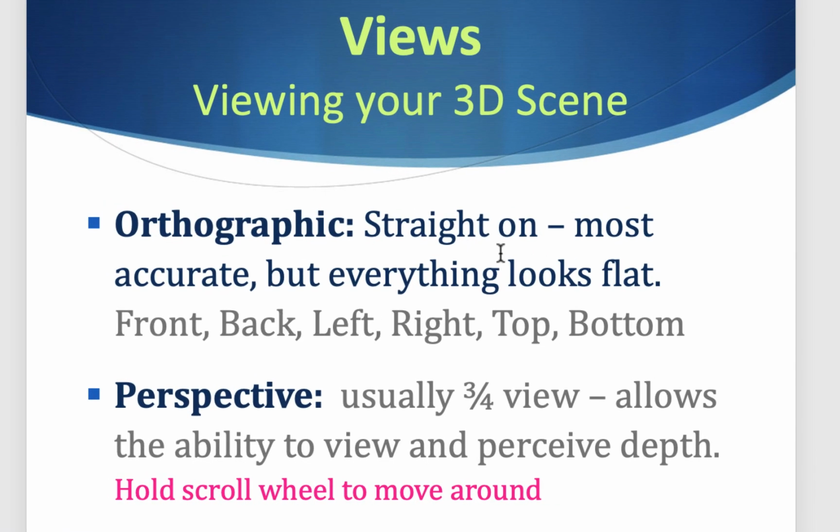So again, ortho, just like braces. When you get orthodontics, that's straightening. So orthographic is the straight views. Typically, that's the front, back, left, right, top, and bottom. And you can also look at it at 3/4, but it won't have any vanishing points. Perspective will have vanishing points, and it'll make it look like you can see some depth there as well.